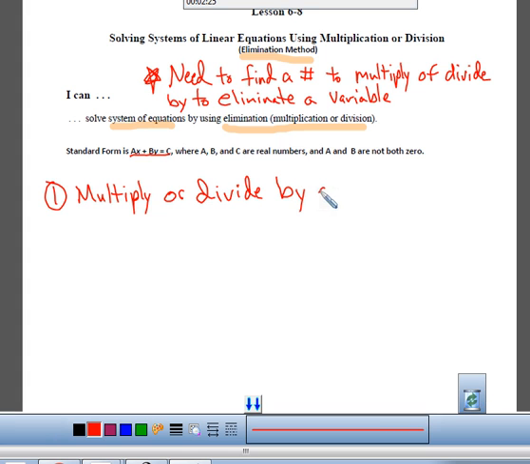Now, this is not just any number. We're going to talk about this when we see the example. But that's the key to all of this, is your ability to find the correct number to use. Now, there's more than one usually, but typically there's a number that makes the most sense to multiply or divide by to help you do the elimination strategy. So once you find that number and you multiply by it, then add to eliminate one variable.